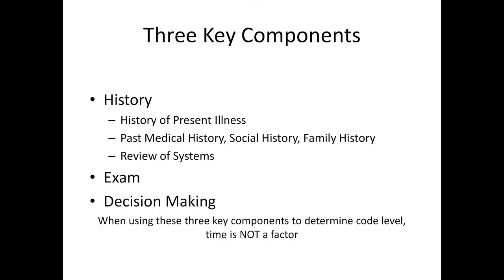So now we get into the levels. Looking on the left-hand side, we have location and new versus established, or initial versus established. And if you look across the top of that Excel document, the top of that sheet, you see the three key elements of evaluation and management coding: history, exam, and decision making. The time value in the very last column is an exception. It's a different deal, and we're going to talk about it on the very last slide of the presentation.